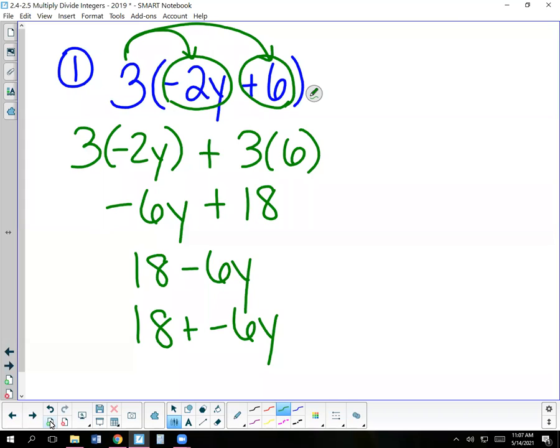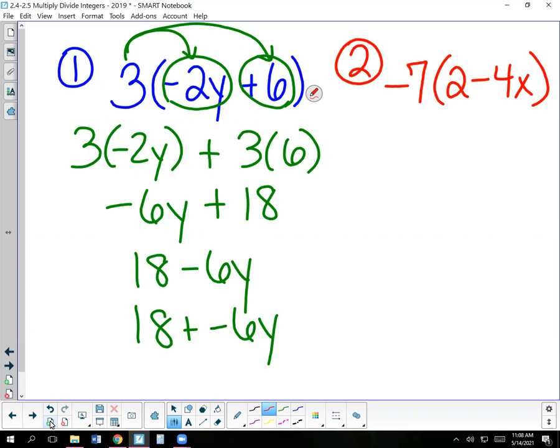Now, this one will throw some kids off. So, we have 2. So let's do -7, and then I got 2 minus 4x. I made them all those ones. These ones don't have to worry about fractions or anything.